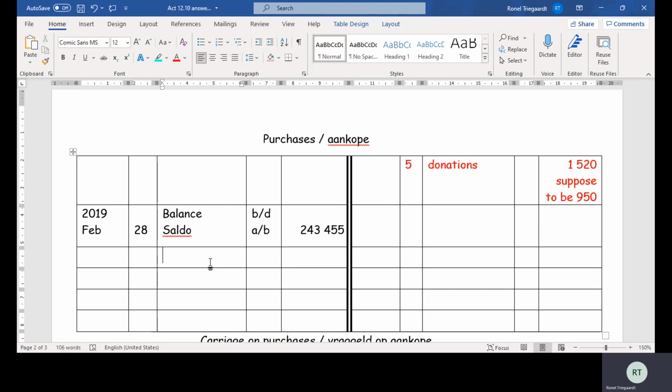Do you understand this, people? Are you fine with this? So in here I'm getting, and it's funny to see donations here, the difference between the two amounts. I will have to take my calculator because I can't think now. 1,520 minus the 950, 570. Is that right? Are you okay with this?